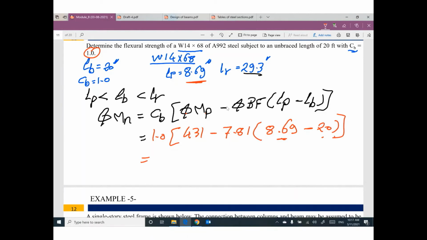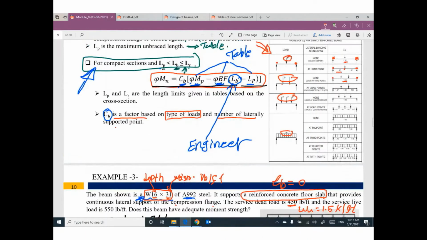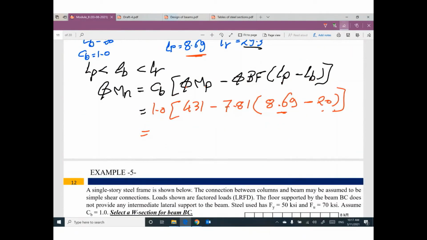I think I have a mistake here. Yeah, it should be LP minus LB, because this value must be reduced. So I switched them. I'm so sorry. It's a mistake in my note. This one should be LP, the greater one, minus the smallest one. Because I need this term to be negative, because this term must be reduced. So I have to switch them. I'm sorry, it's my mistake.